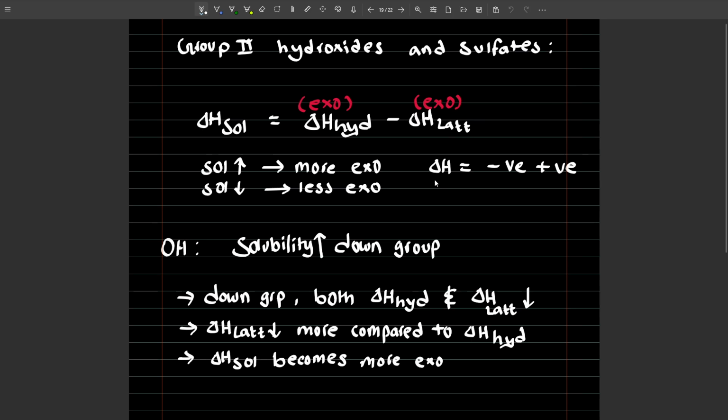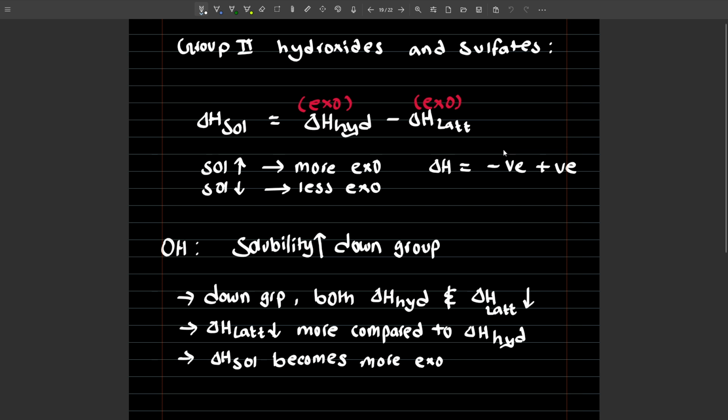So let's look at this. This enthalpy change has this negative part and this positive part. Now, if we want this enthalpy change to be more exothermic, that means we have to increase this or we have to decrease this. Because if this value decreases, that means the entire value is going to be more negative.